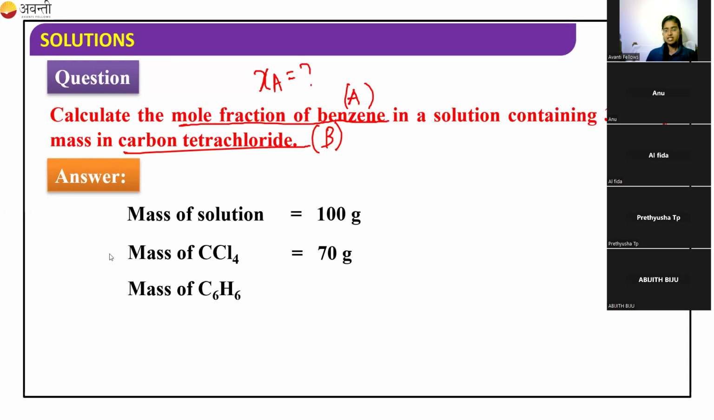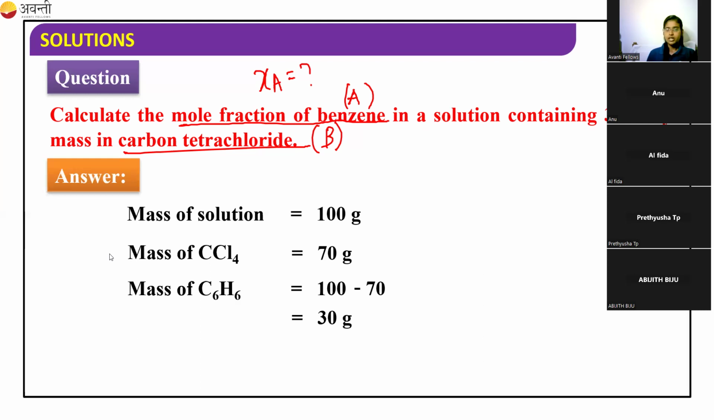And the mass of benzene is 30 gram. So benzene is the solute and CCl4 is the solvent. Solution means 70 plus 30, so 100 gram.